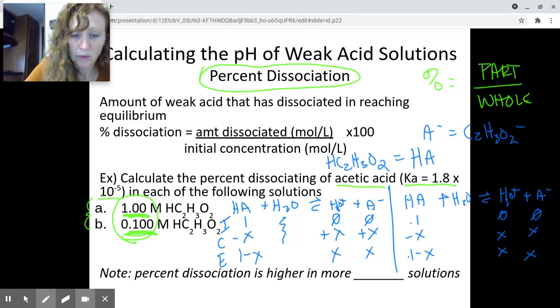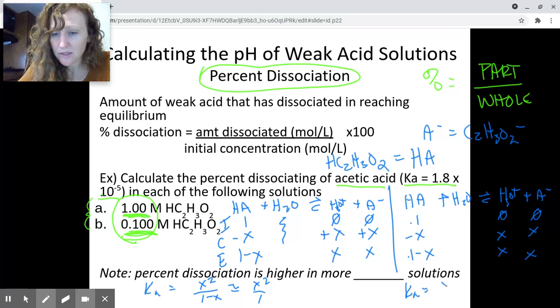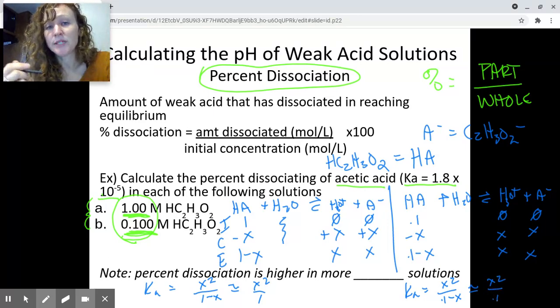Now we plug them into our Ka. Ka equals x squared over 1 minus x, which is about equal to x squared over 1. Notice I'm making the approximation that x is going to be so small, it won't actually take away any significant figures when added or subtracted to an integer. Same thing over here, Ka equals x squared over 0.1 minus x, which is approximately equal to x squared over 0.1.